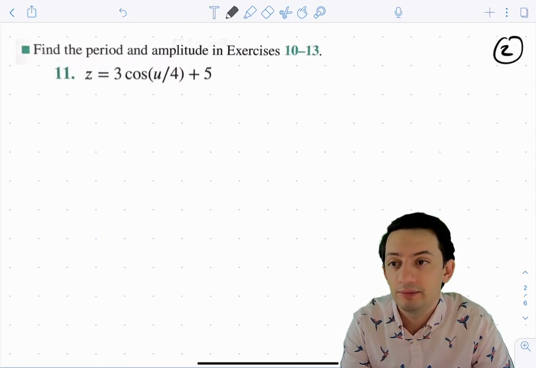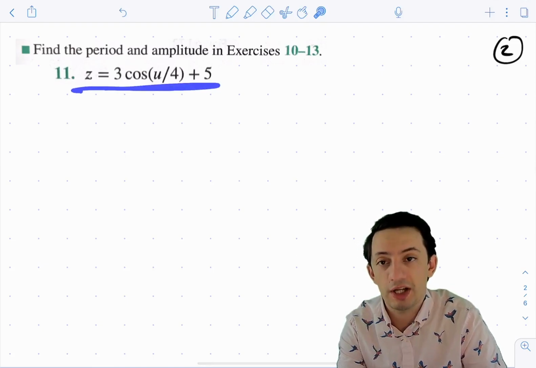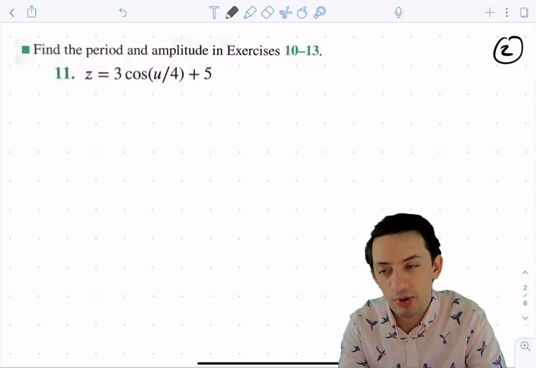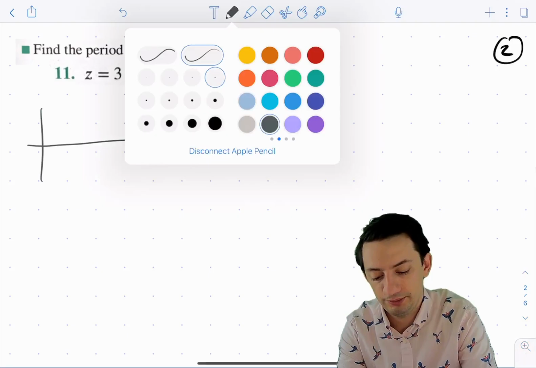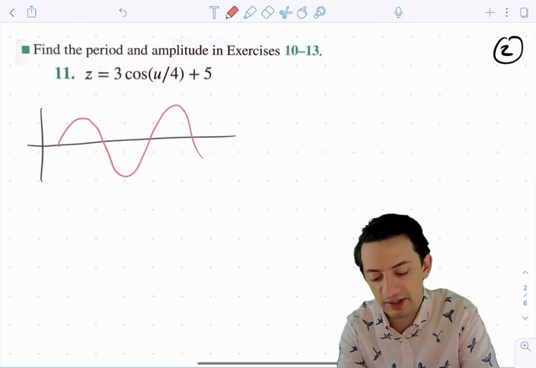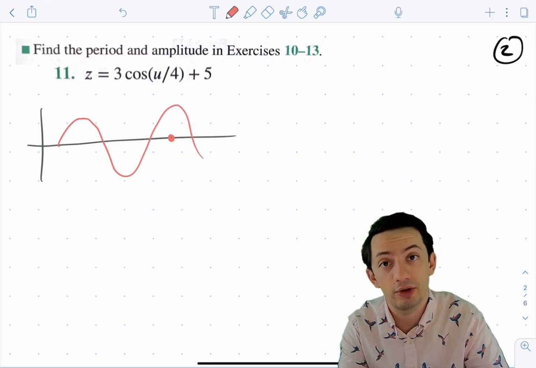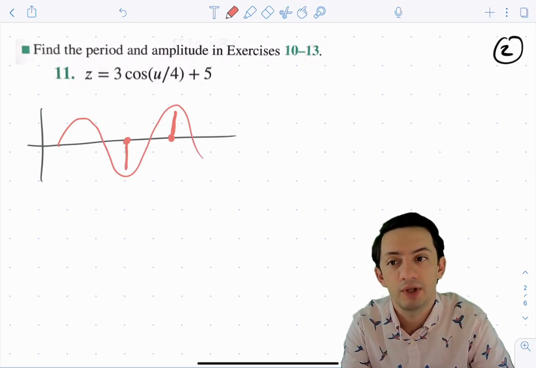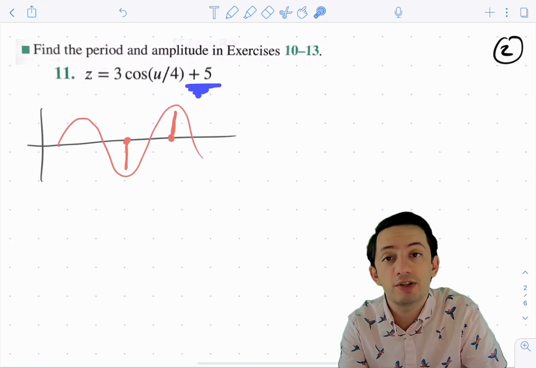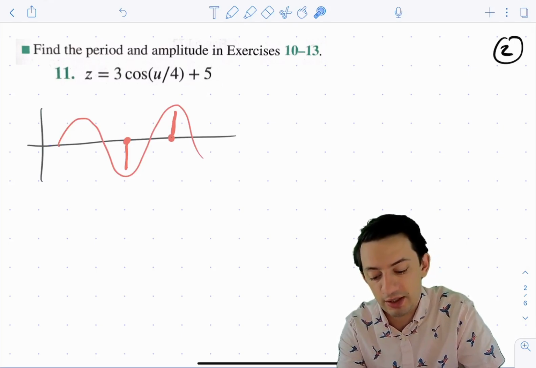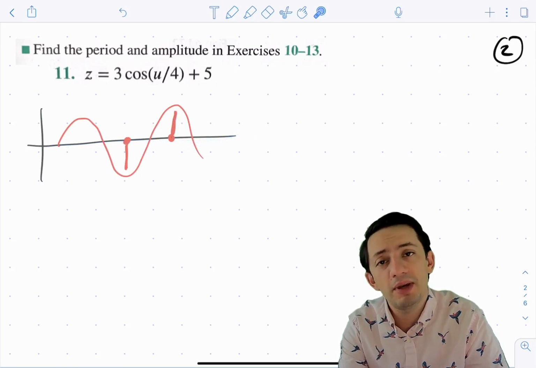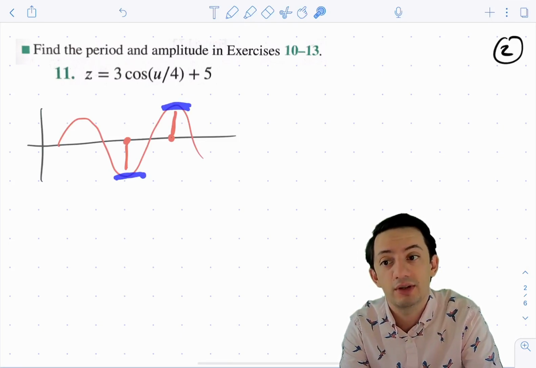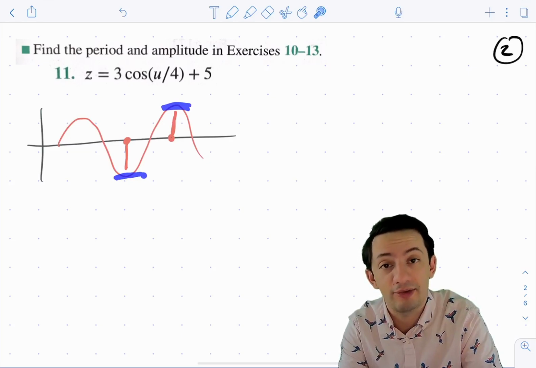This is number 11, and it gives us a trig function with some transformations and asks us to find the period and the amplitude. So remember the amplitude is roughly the distance between the x-axis, or wherever the middle point of your wave is, and the top, or the distance between that and the bottom, either way. Now, this one is shifted up by 5, but that has no effect on our amplitude. The amplitude is the distance from the middle to the top, wherever that middle is. Maybe even a better way to think about it is that the amplitude is half the distance between the highest and the lowest. So find your highest and your lowest and split it in half.